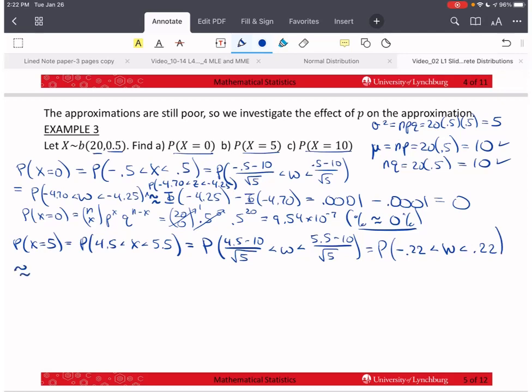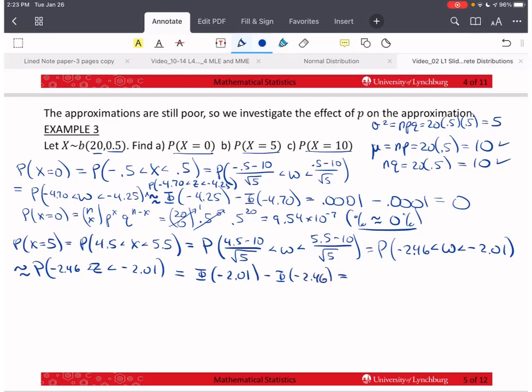And now we have the approximation. Did I do the right one? No, I'm sorry, I'm looking at the wrong one. You're probably thinking, that doesn't equal that. All right. So 4.5 minus that, that's going to be negative 2.46. W is between negative 2.46 and negative 2.01. So now we'll say that's approximately Z between the same numbers, negative 2.46 and negative 2.01. This is phi of negative 2.01 minus phi of negative 2.46.